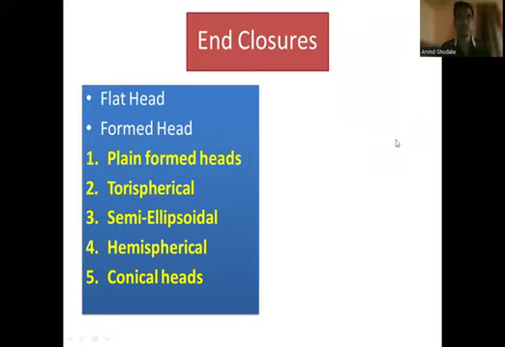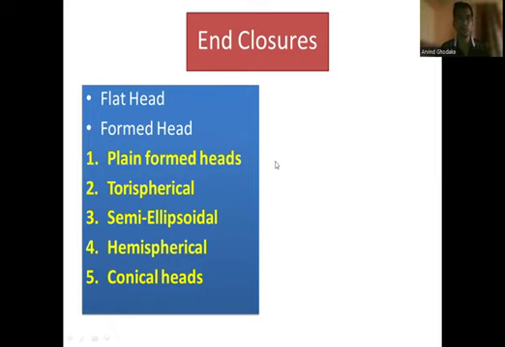So today we will discuss the parts of a pressure vessel, that is, end closures. The end closures are the devices or parts which are used at the end of the pressure vessel. There are two types of end closures used: one is flat head enclosures and the second one is formed head enclosures.